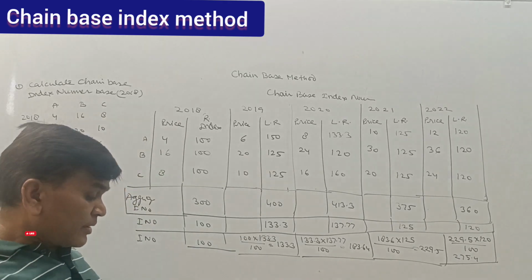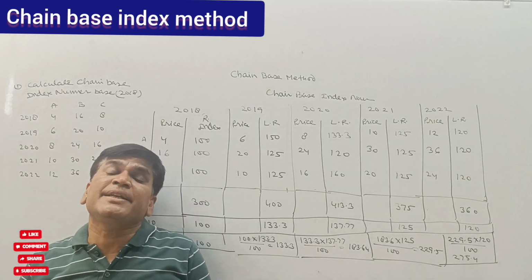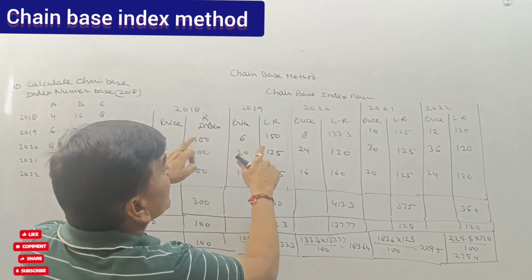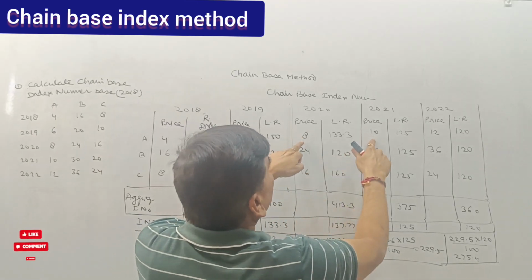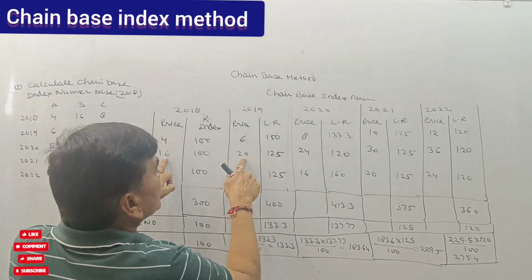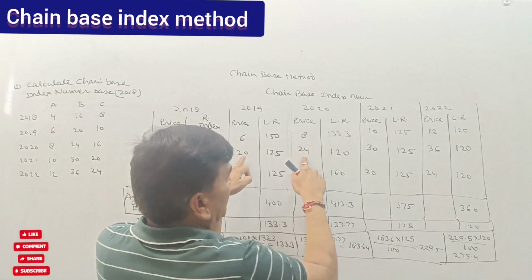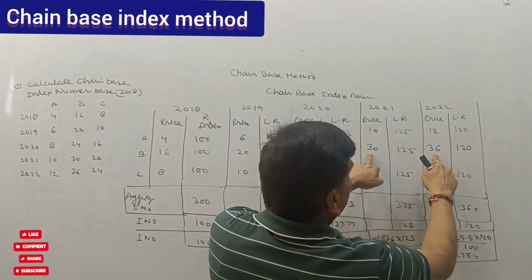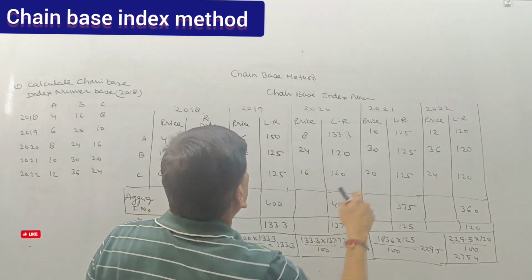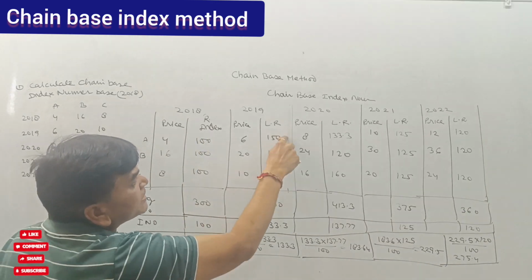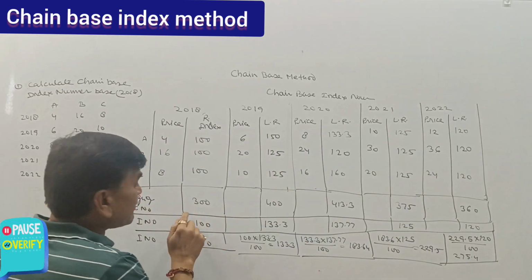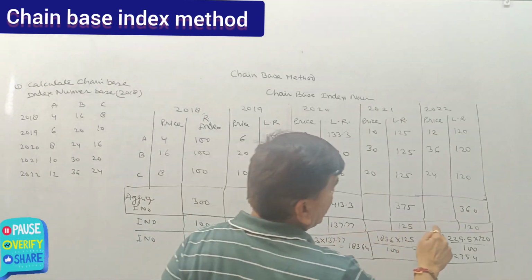So in this question, the very first step, to get the link relatives of the chain base index number, we divide 6 divided by 4 multiply by 100, then 8 divided by 6 multiply by 100, then 10 divided by 8 multiply by 100, then 12 divided by 10 multiply by 100. Again 20 divided by 16 multiply by 100, 24 divided by 20, 30 divided by 24, 36 divided by 30, each multiplied by 100. Similarly, firstly we get the link relatives of this. Then adding the link relatives, this is addition of 3, this is addition of 3, and dividing by 3 we have the average link relatives.